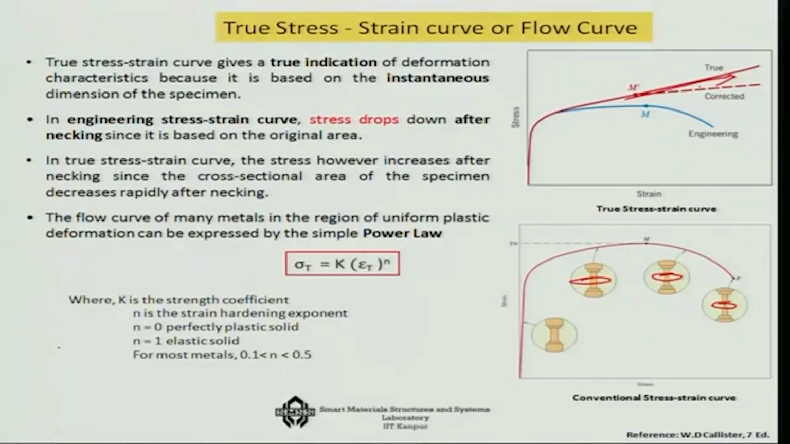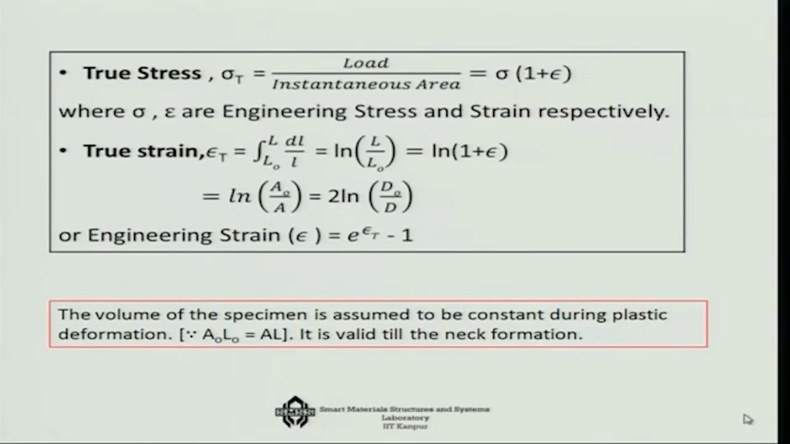Now, in the uniform plastic deformation, the stress strain relationship is governed by a power law, which is sigma t is k times epsilon t to the power n, where this n is 0 for a perfectly plastic solid, n is 1 for an elastic solid, okay, and for most metals it will be in the plastic region between 0.1 to 0.5. So, that is how it would behave in the true stress strain curve, okay, which we generally overlook. Actually, we only look at the stress strain curve that comes after the UTM machine.